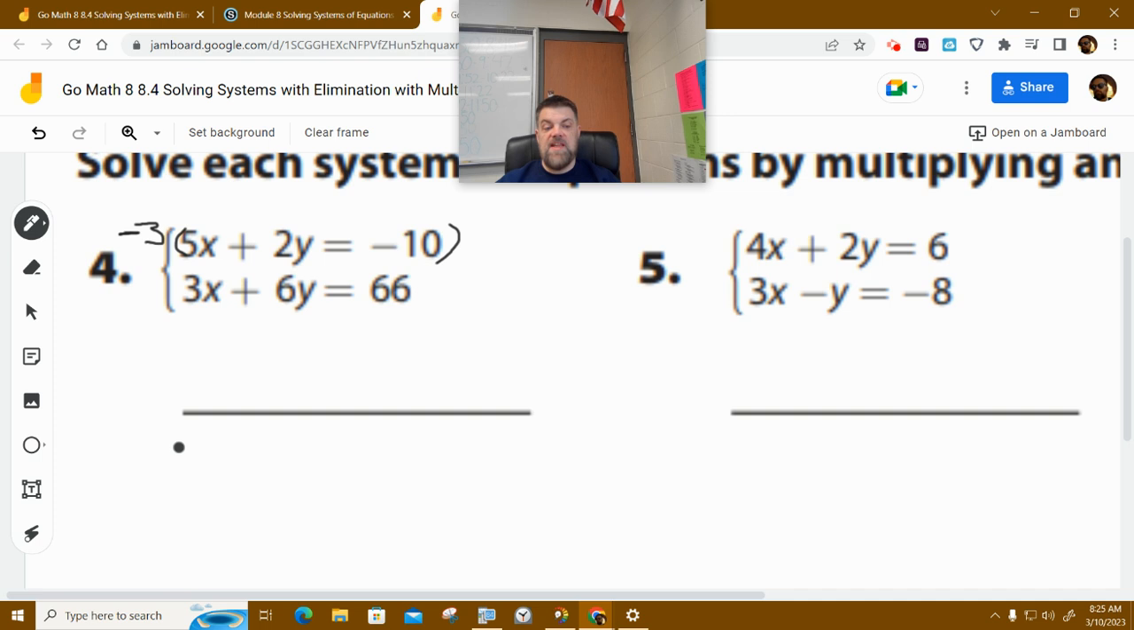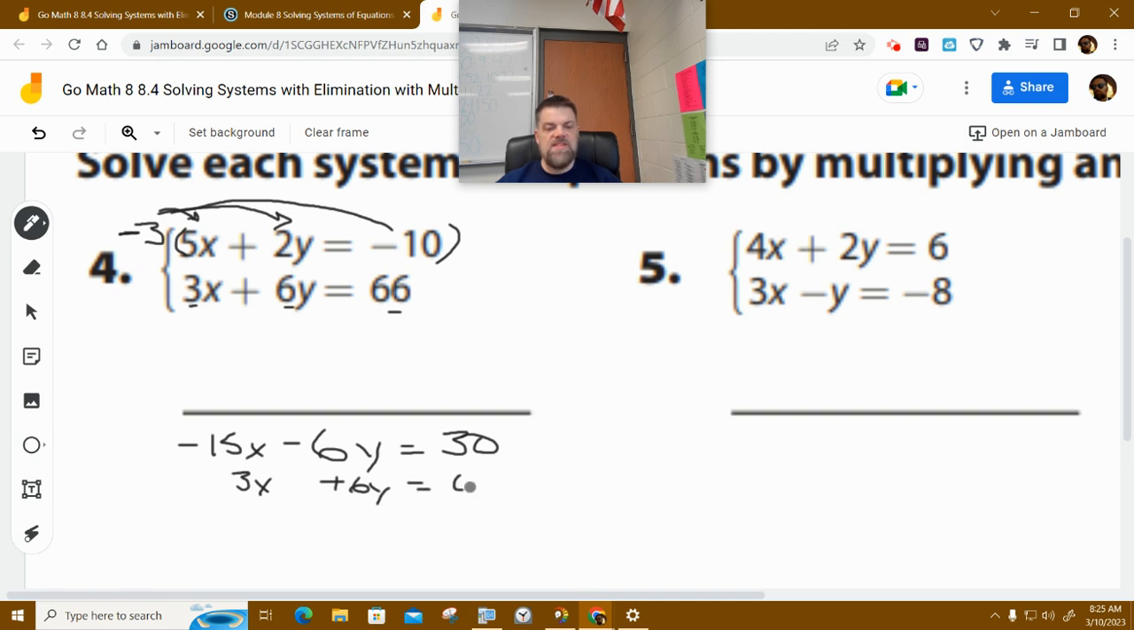So if I multiply this first equation by negative 3, negative 3 times 5x becomes negative 15x. And then negative 3 times 2y becomes negative 6y. And then negative 3 times negative 10 equals positive 30. Then I just write the second equation, this one right here, exactly how it is. Okay? Let me double check my work on this. I'm going to have 3x plus 6y equals 66.